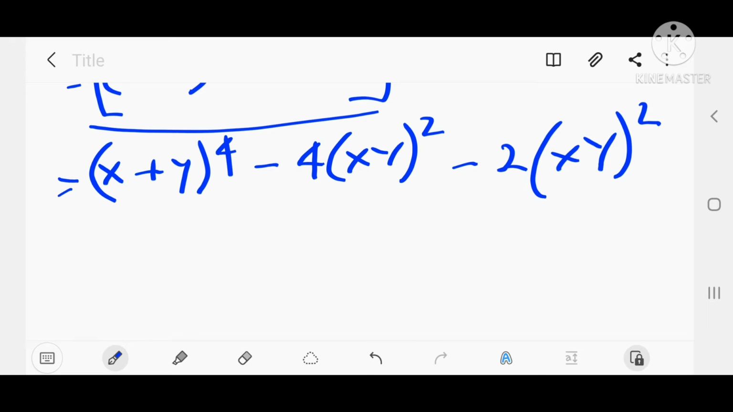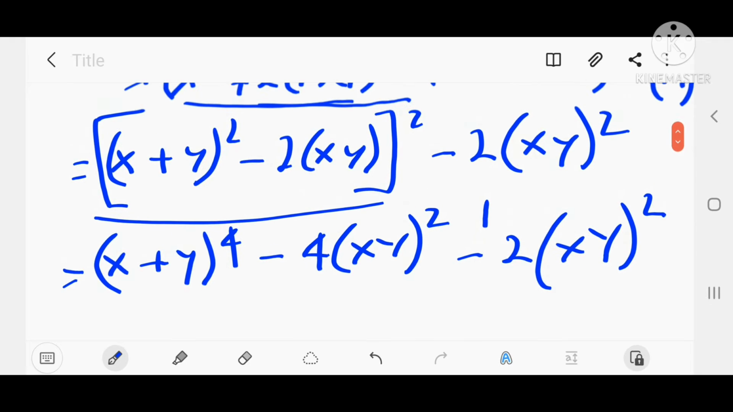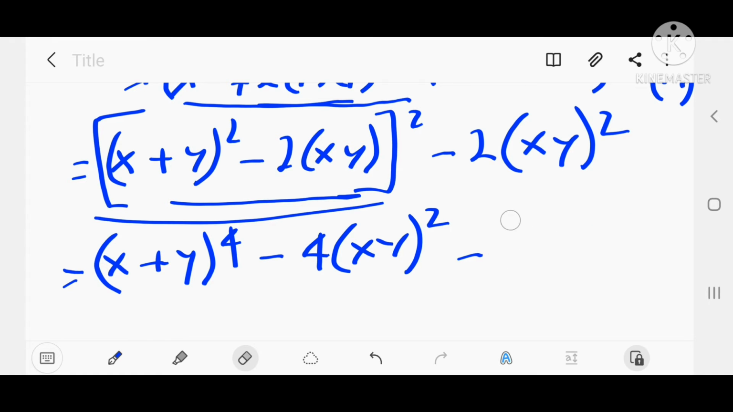I see that there is one thing missing here. The expansion is not complete yet, so we need to go back. Let me go back. Let's do the expansion again.